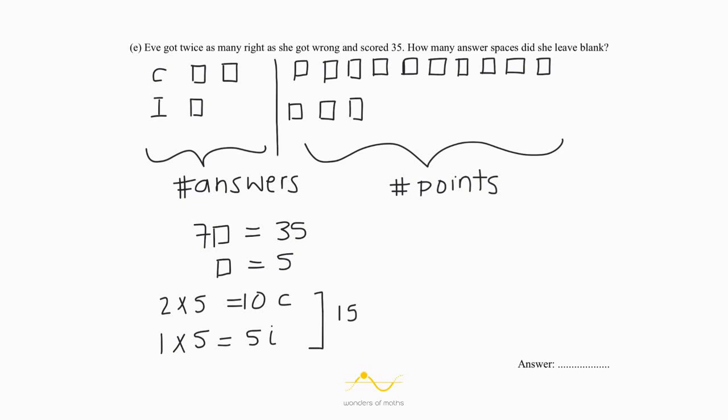However, if you remember back to the question, there are 20 questions in total on the test. So we need to do 20 minus 15, which gets us 5 answers left blank.